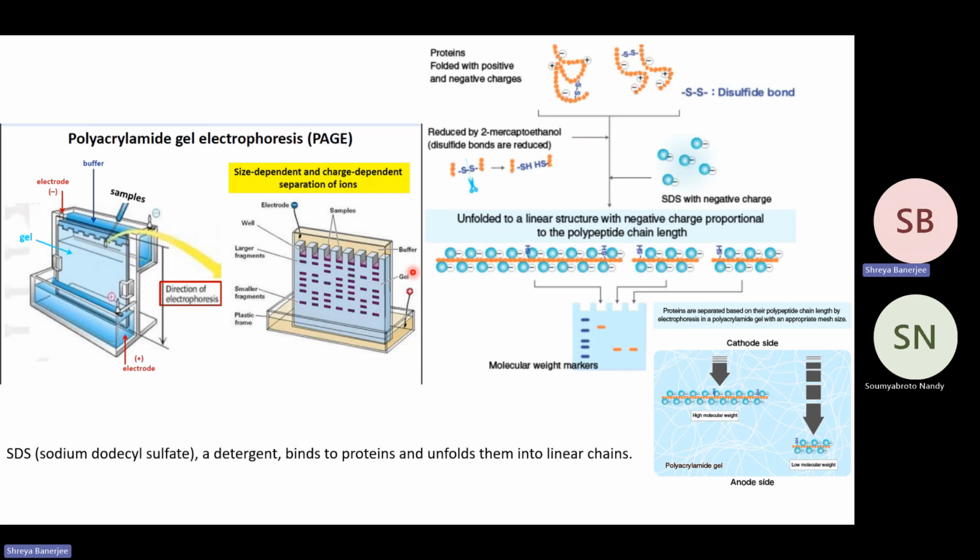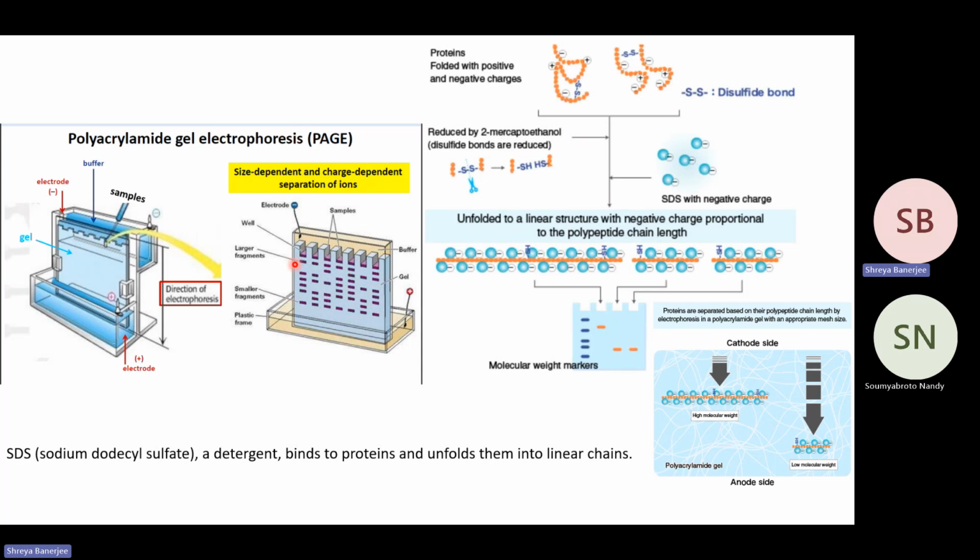Now, depending on the size of the protein, if this is a large protein, there will be many SDS molecules attached to it. Or if there's a small protein, there will be a smaller number of SDS molecules attached to it. Now, there is a setup like this where you can see this dent here. This is called a well. So in that well, the sample is put. So suppose you have a mixture of, say, 5 proteins.